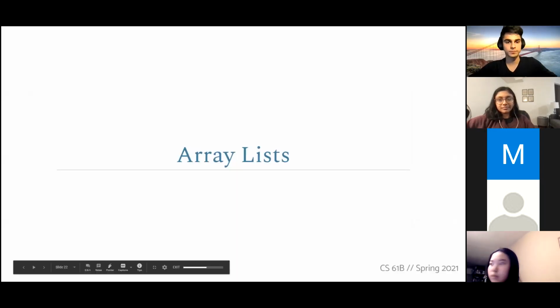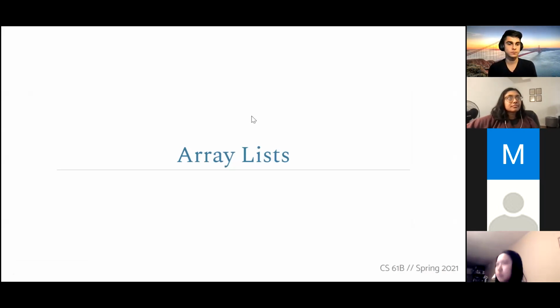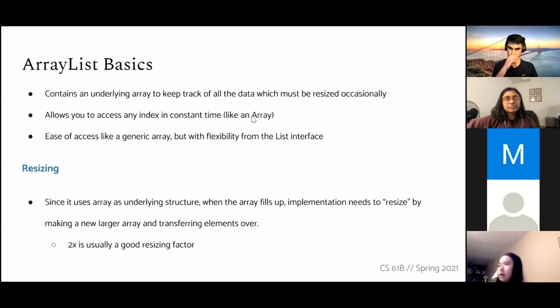Okay, so we're going to try to do this very quickly. Now we're going to talk about array lists. Just to briefly describe them, array lists contain an underlying array in order to keep track of all the data. An array list implements a list interface, but the implementation uses a primitive array to actually store our values. The good thing is that it allows us to access any index in constant time, the exact same way as with an array, because that's the structure we're using to keep track of our values.